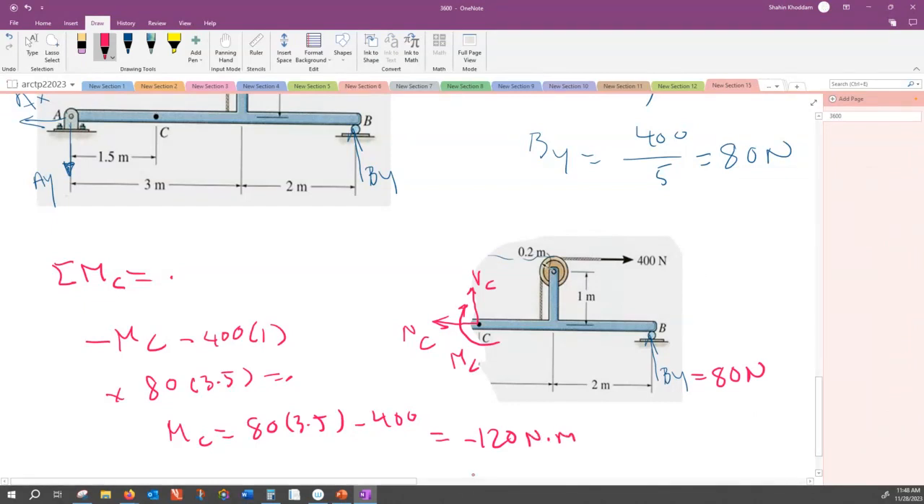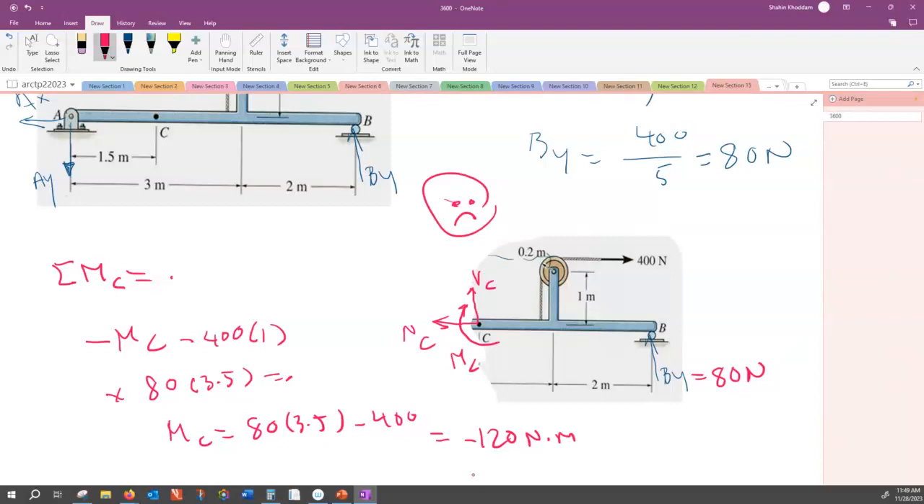And the unit? The Newton meter. That's bending. Okay, what does this negative tell me? This negative tells me that at this point the beam is curving, and the radius of curvature is like that. So at point C there is a negative bending. The radius of curvature is negative. That's what this means.